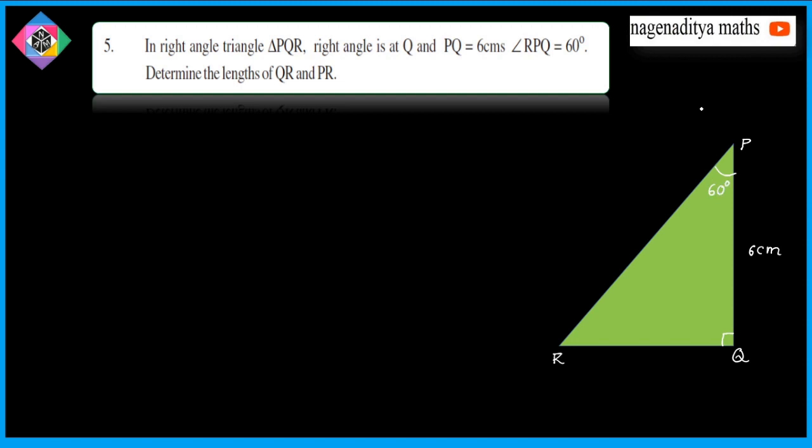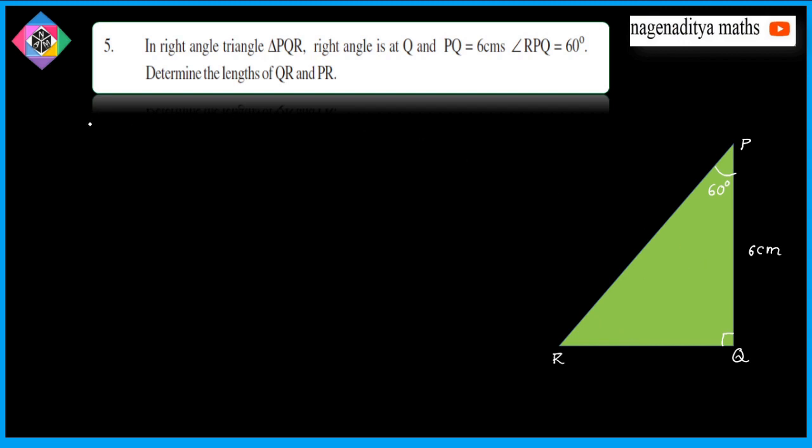Okay. So now we have to find the sides QR and PR. Okay. So what is the relation between these two sides? So this is the adjacent side of 60 degrees and this is the opposite side. So opposite side and adjacent side, the relation is you can recall tan theta. Tan theta is equal to opposite side by adjacent side.